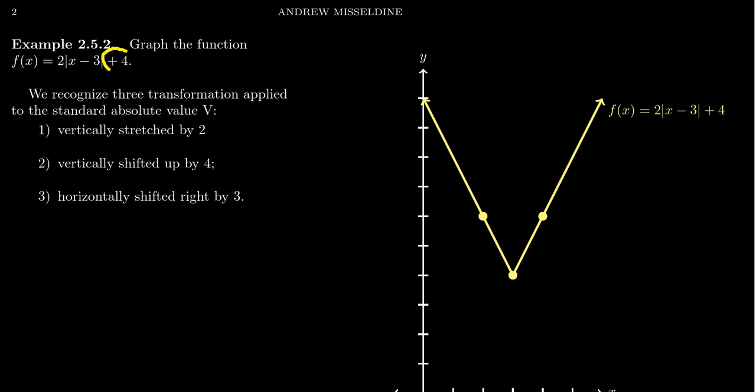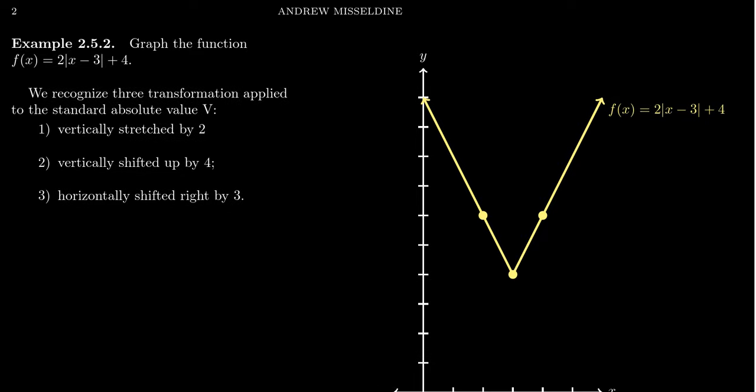Looking at this plus four, addition or subtraction has to do with shifting, translating, moving the graph around in the plane. We have a plus four, and it's outside of the absolute value, so this is going to be a vertical shift. Because it's a plus four, it's going to shift things up by four. And now we enter the horizontal zone. Inside of the absolute value, there's only this negative three. Because we are subtracting three, this will be a horizontal shift. But in the horizontal zone, things work a little differently than we would expect. Subtracting three actually moves it in the positive horizontal direction, which we call right. So there'll be a horizontal shift right by three.